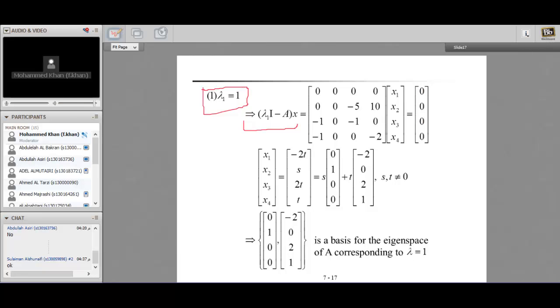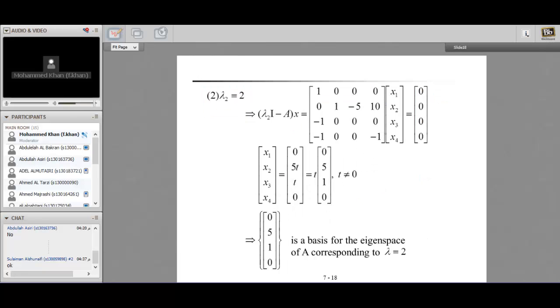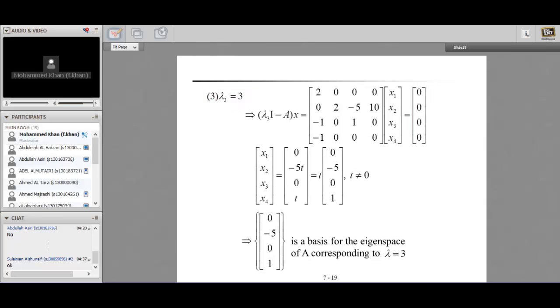So similarly, we see this. This is our whole matrix, we write every element. Now there is x1, x2, x3, x4, and there is 0, 0, 0, 0. So now we can just open this and write. Because the first row will be 0, 0, we can write in this way: minus 2t, s, 2t and t. If we take s outside, that will be 0, 1, 0, 0, and if you take t outside, then we'll take minus 2. So in this way we can write the eigenvectors. This is a basis for the eigenspace of A corresponding to lambda is equal to 1. So in this way we can write a basis of eigenvectors. Corresponding to lambda 2 is equal to 2, we can also write this. Similarly, corresponding to lambda is equal to 3, we can also write.